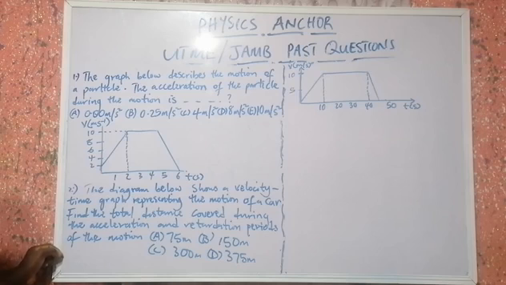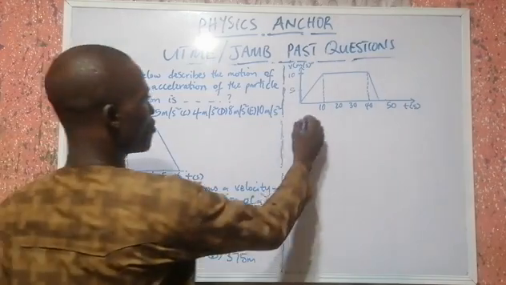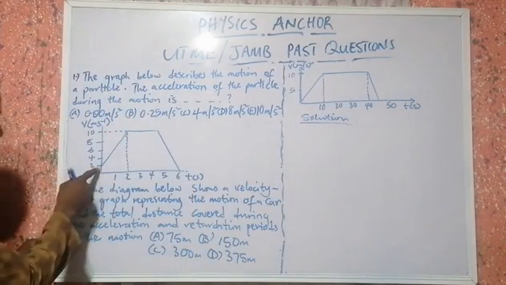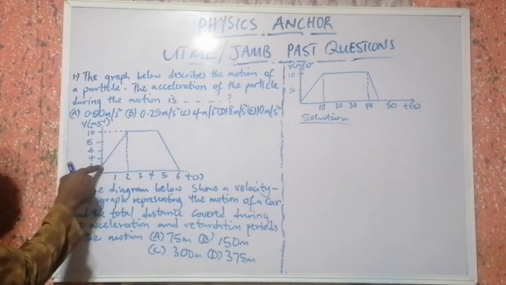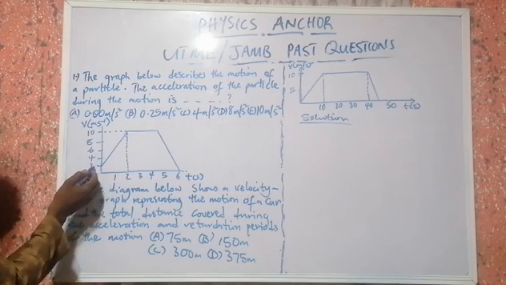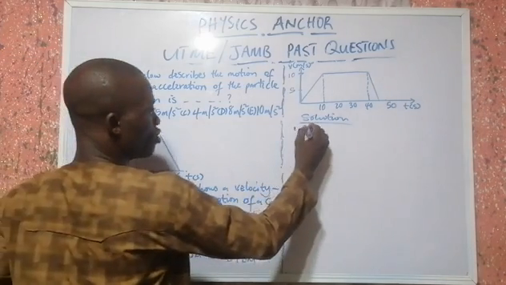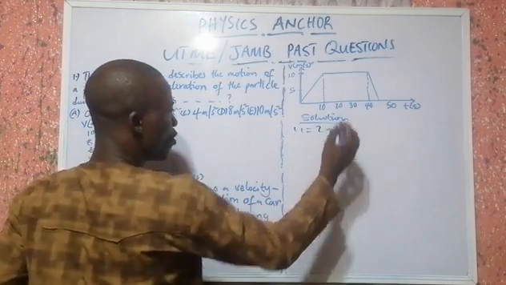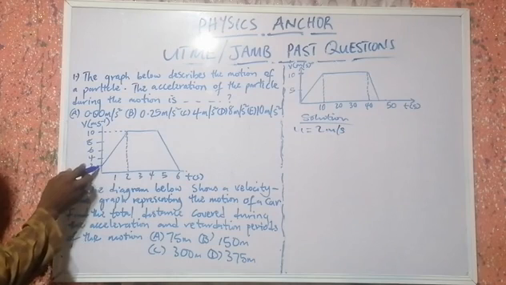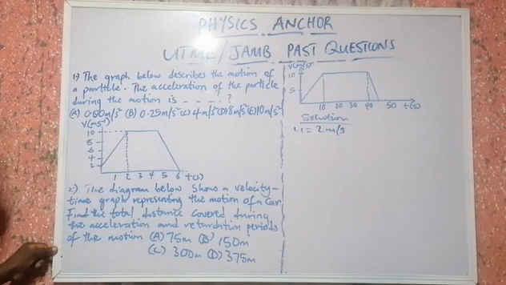So if we must calculate the acceleration of the particle, let's begin with the solution. We can see that the particle did not start from rest. Here the speed is actually 2 meters per second. So the initial speed is 2 meters per second, which means our u is not 0 but 2 meters per second. In other words, this particle did not start its journey from rest. It was already moving with 2 meters per second before it accelerated.